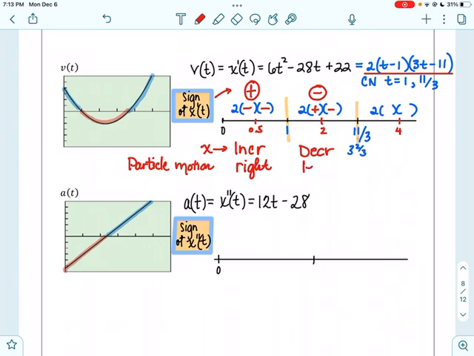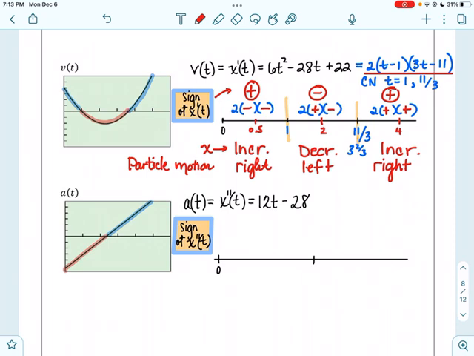We're going to then put 4 into the factored form. 4 minus 1 is positive, and 3 times 4 minus 11 is still going to be positive. So we have x prime is going to be positive. That means x is then increasing in the interval from 11 thirds to infinity. And that means the particle is moving to the right. Okay, so we analyze that for the particle motion.